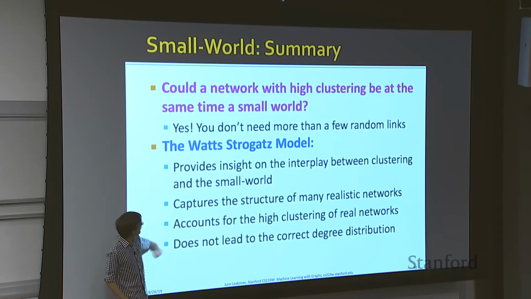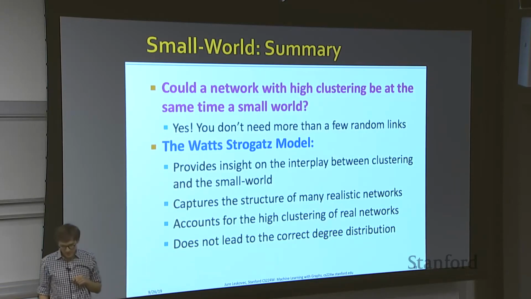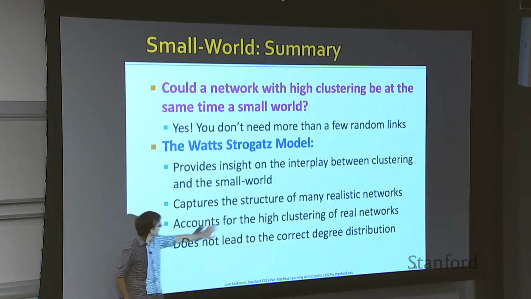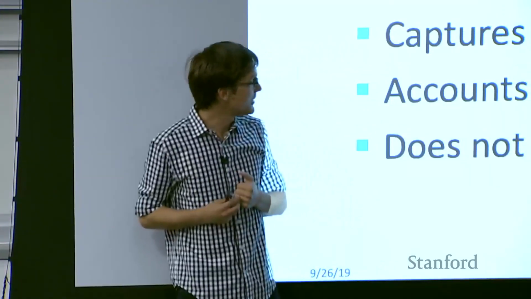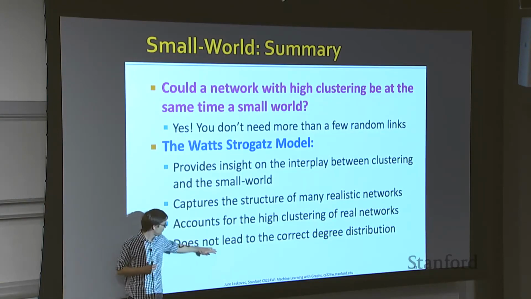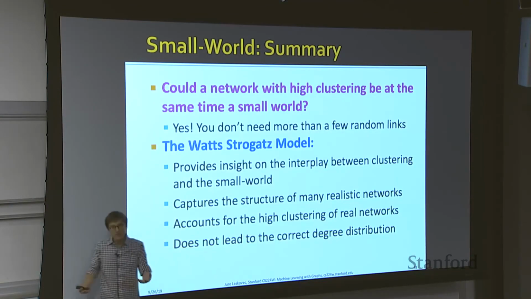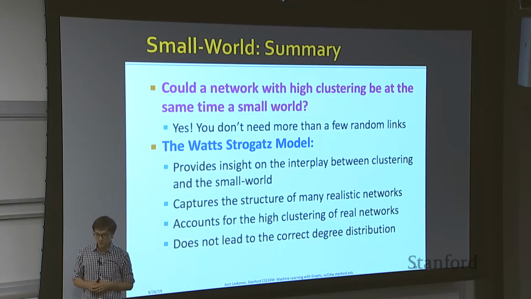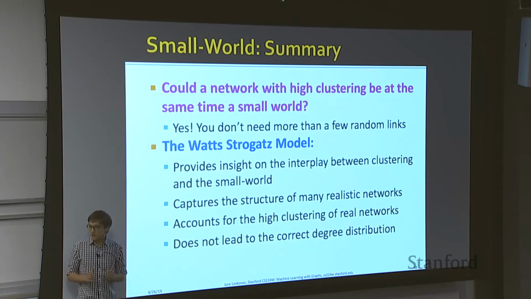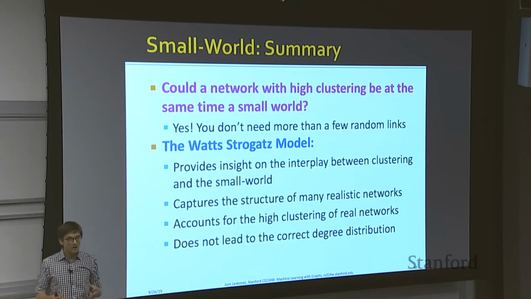This small world model was developed by two mathematicians from Cornell, Duncan Watts and Steve Strogatz. They provided the insight on the interplay between clustering and this small world, low diameter property, and it captures the structure of many realistic networks and accounts for high clustering in real networks. But what it doesn't solve yet is the degree distribution. It doesn't say anything about the degree distribution, so that still remains unsolved. So with this, I will finish, and now Michele will tell you about how to build real graphs in a bit different way.